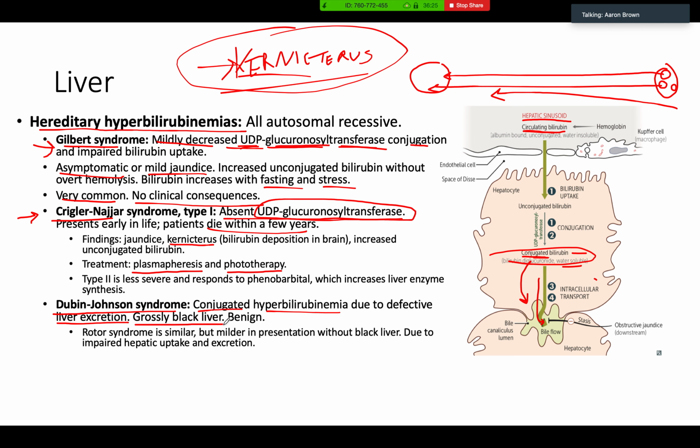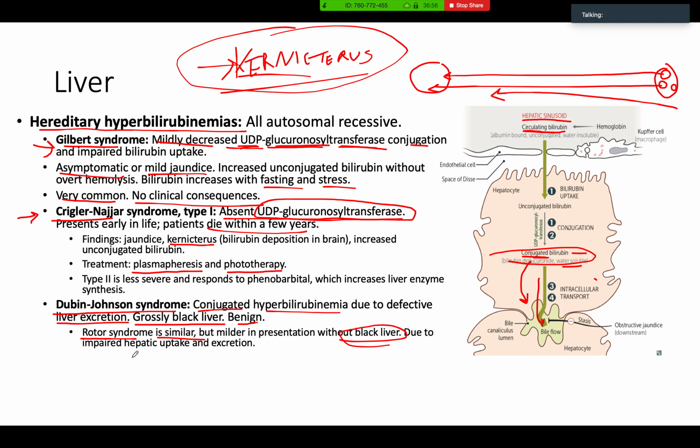So what is the big thing we got to know here? A grossly black liver. Okay. And so you really will only find this out after your patient dies and you do an autopsy. You open up the abdomen and you say, oh my God, this man's liver is black. Okay. And so it's completely benign, really no symptoms at all. Okay. And then the last one that you can be asked about is something called Rotor syndrome. Same exact thing, except no black liver. Oh my God, that is so easy to remember. Okay. Same exact thing, just no black liver.